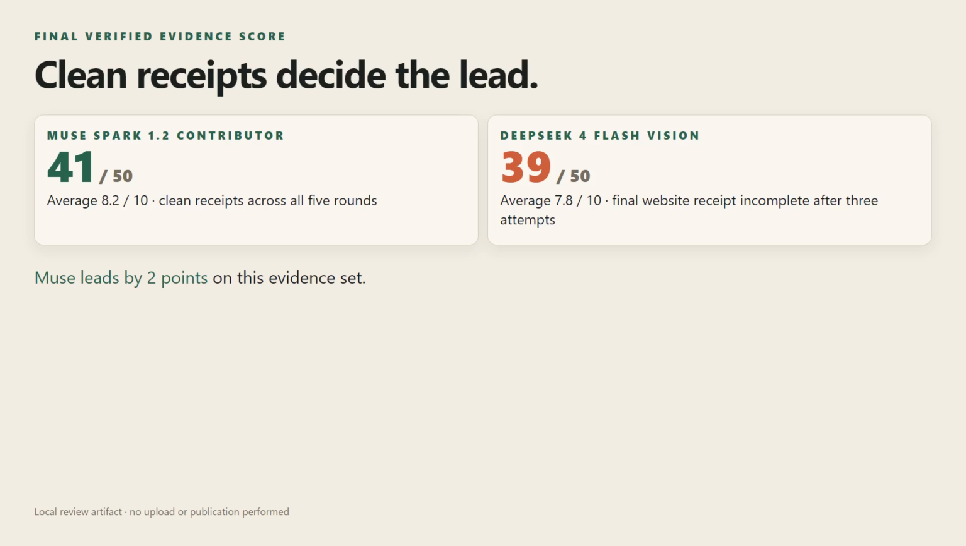Across this evidence set, Muse Spark totals 41 out of 50, DeepSeek totals 39, a 2-point lead. That is not a universal quality claim. It is the result of 5 matched products, captured screens, documented receipts, and 1 identical scoring rubric.